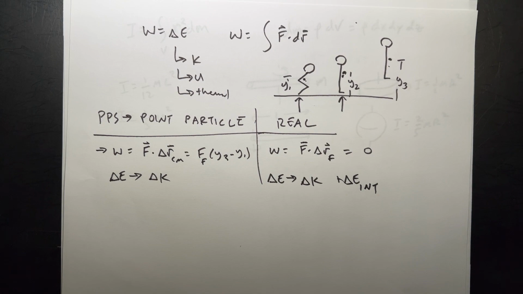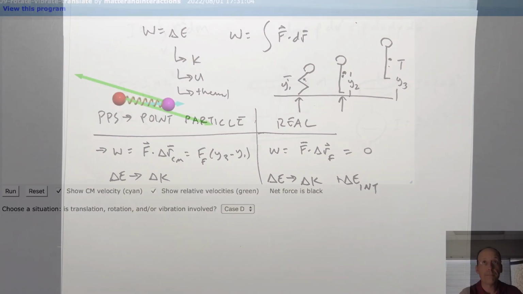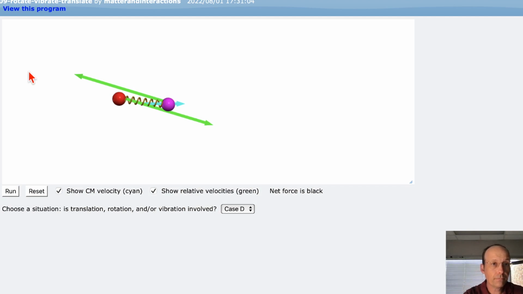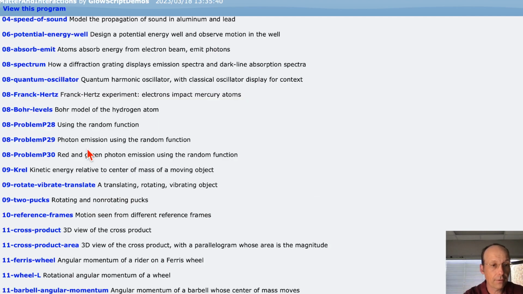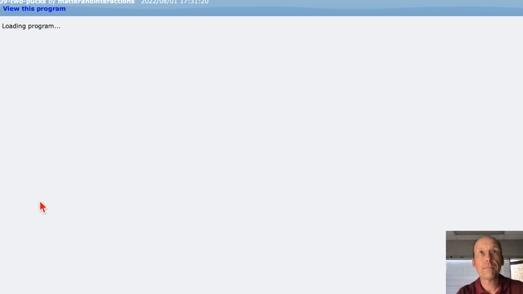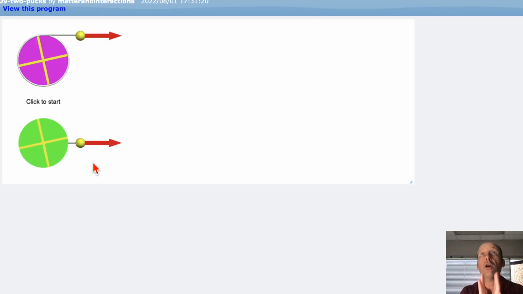Let's look at an example in Python that I think is quite useful. Going back over here, 2 pucks. Okay, here are 2 pucks. They have the same mass, they have the same diameter, and they both have the same force pulling them to the right. The only difference is the top puck has a string wrapped around the outer edge of the puck, and the bottom puck is attached to the center.